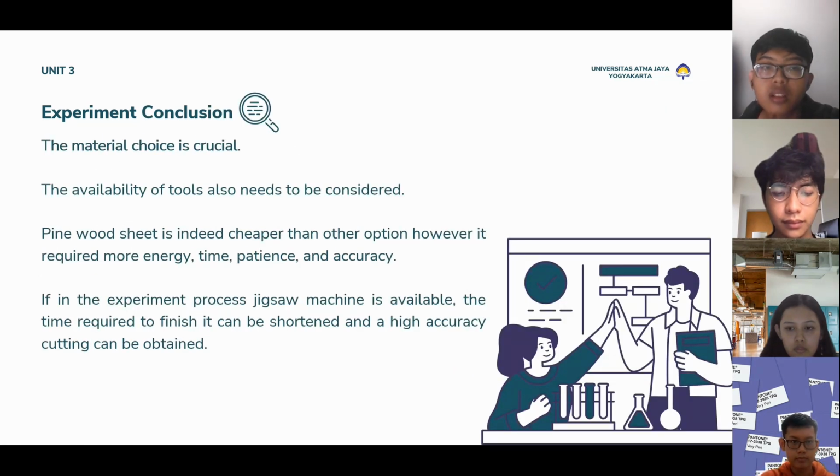And then the experiment conclusion. First, the material choice is crucial, and the availability of tools also needs to be considered. Pine wood sheet is indeed cheaper than other options. However, it requires more energy, time, patience, and accuracy. And if in the experiment process a jigsaw machine is available, the time required to finish it can be shortened and high accuracy cutting can be obtained.